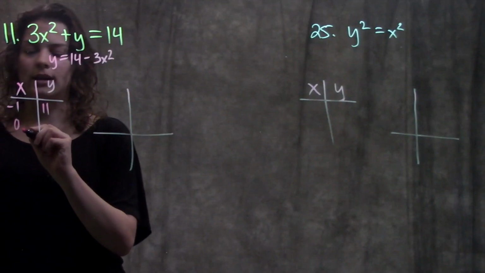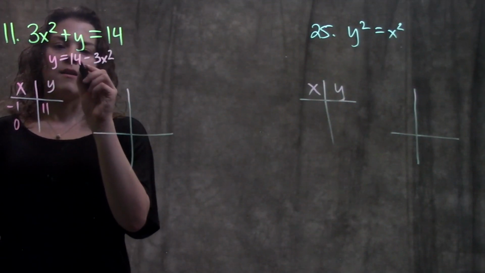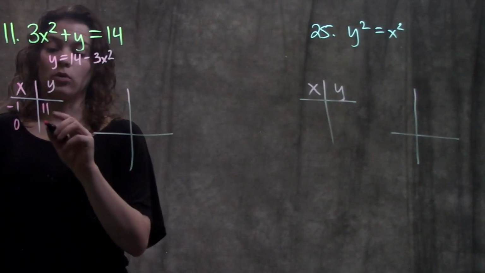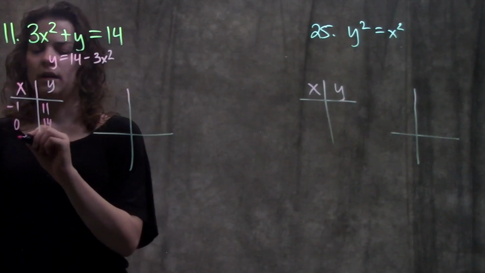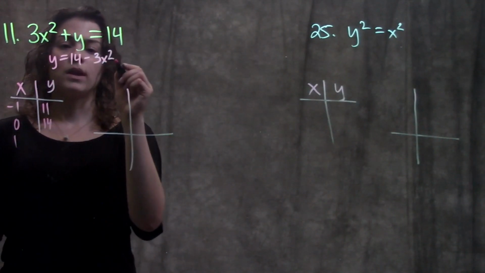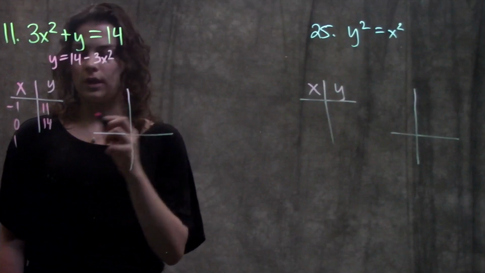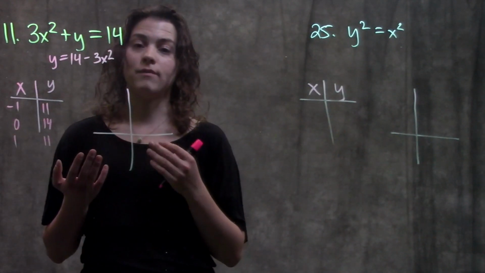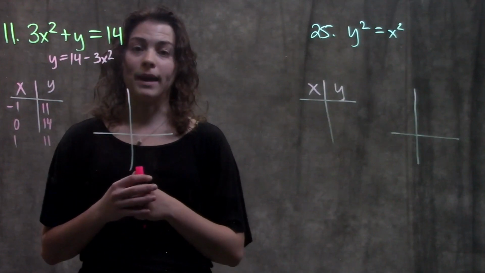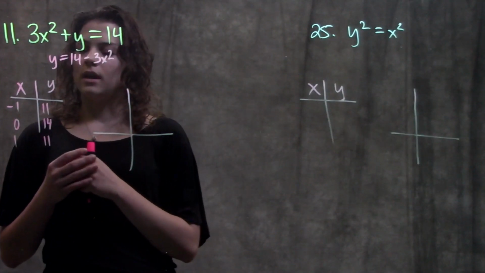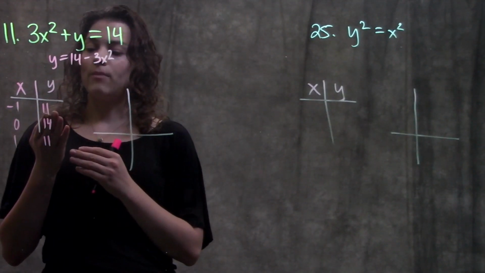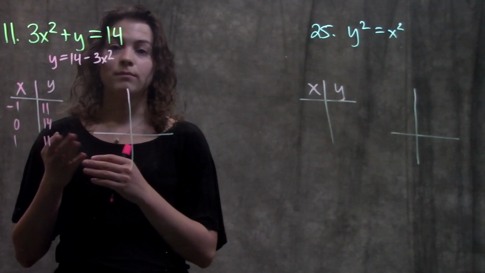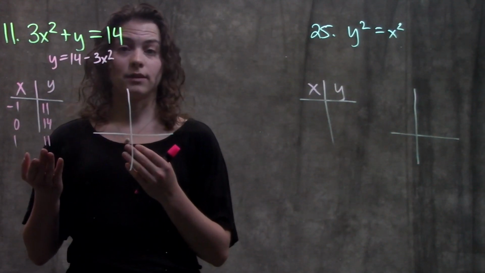And I can try another value. Let's say 0. I get 14 minus 0. That can only equal 14. Let's try another one, +1. When I plug that in, I'll get 14 minus 3, which again is 11. And again, that's the only possible output value I could get when I plug in my x value. So I see that I have only one output for y for every input. So this means that this is a function.